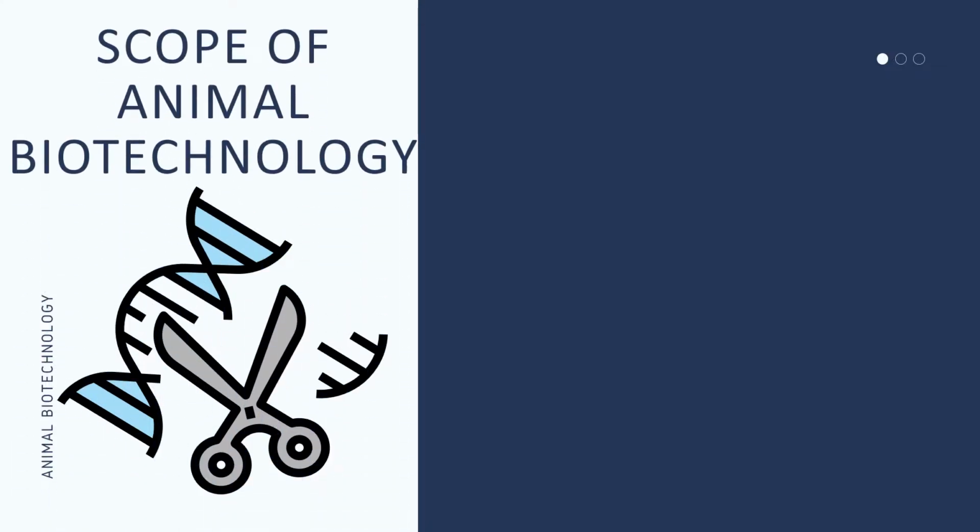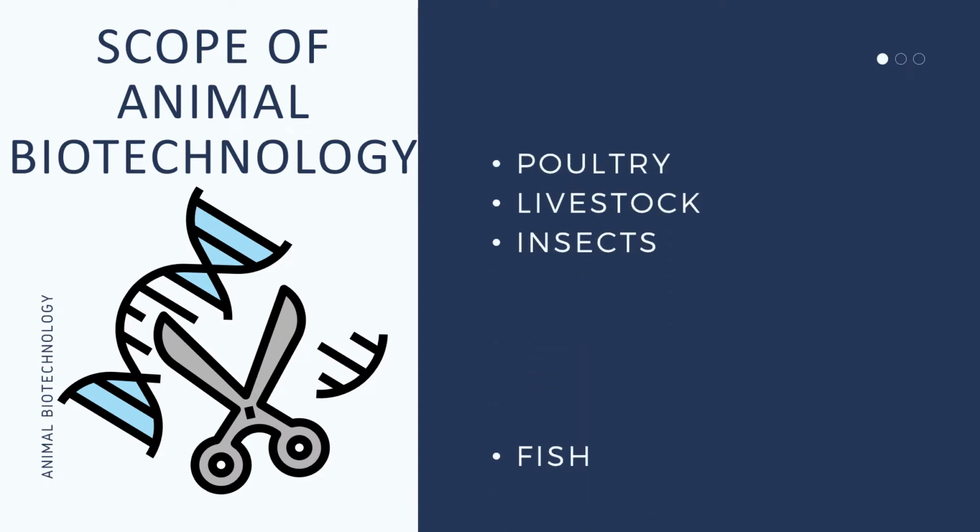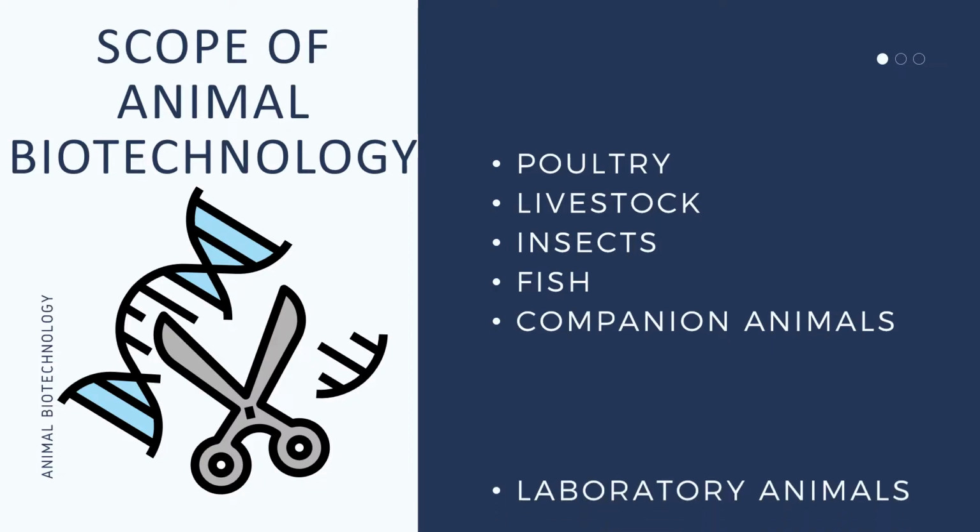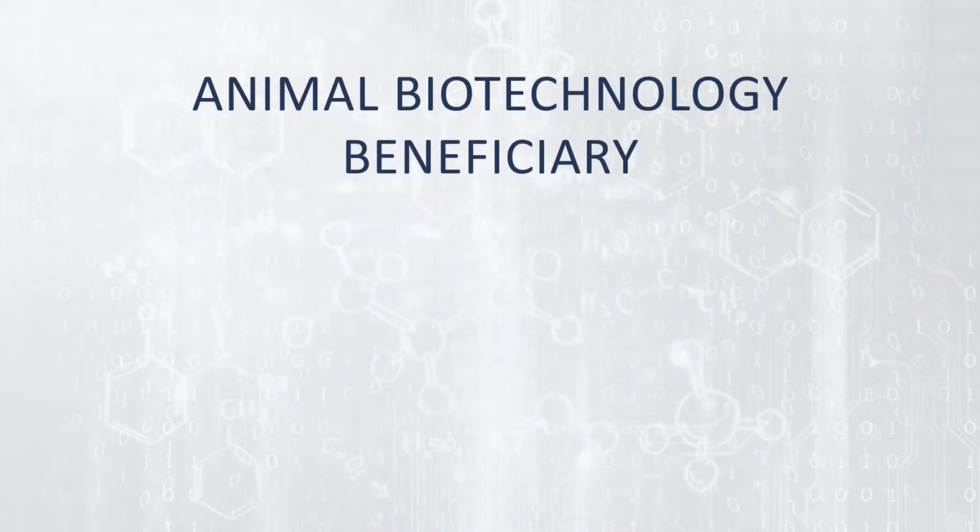Meanwhile, the scope of animal biotechnology includes all animals such as poultry, livestock, insects, fish, and even companion and laboratory animals. Who are the beneficiaries of this advancement?